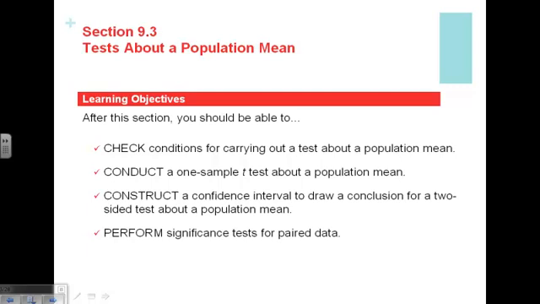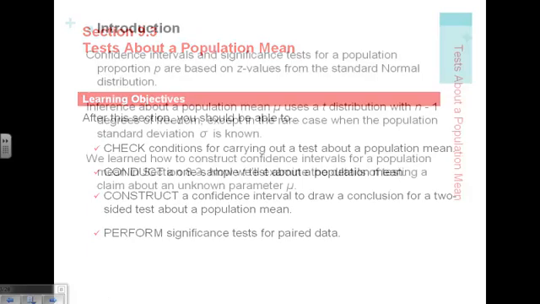We will talk about the relationship of a confidence interval of a population mean to a two-tailed test of significance. And then lastly, we'll talk about the special thing called significance testing for paired data, or data that's coming from a matched pairs experimental design.